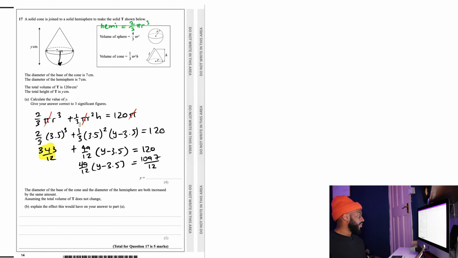Next stage is to divide by this fraction on both sides. So I'm actually going to start writing up here. So I'll put a little arrow. So that's going to be y minus 3.5 equals 22.3877. Then we're going to add 3.5 to both sides, and that will give us 25.9 for y. And that's our final answer.